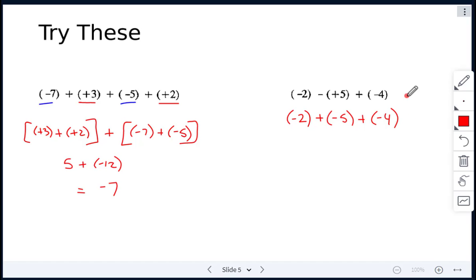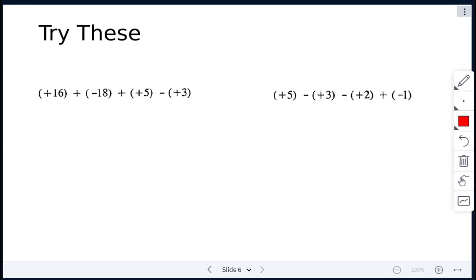All right, for example number 2, when we have negative 2 minus positive 5 plus negative 4, we have to make sure that we rewrite this equation as addition. So it becomes negative 2 plus negative 5 and plus negative 4. So just resuming here, collect your positives, collect your negatives. Here they are all negative. So we have negative 2 plus negative 5 plus negative 4, which gives me negative 11, because we're adding negatives. 2 plus 5 is 7. 7 plus 4 is 11. And we give it that negative sign. So the answer there is negative 11.